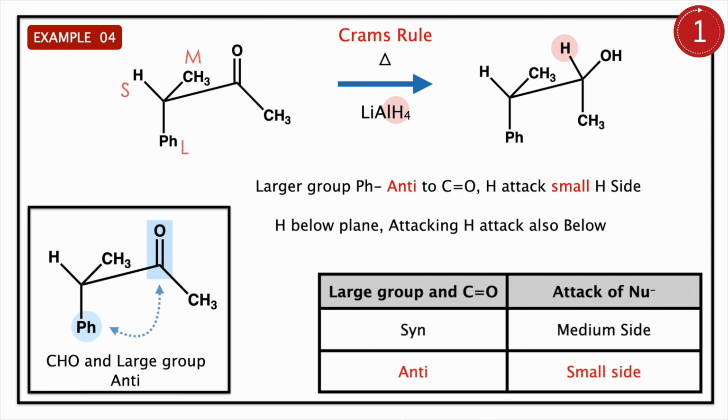Here the starting material is interesting. Stereochemically specified in the Sawhorse position. Don't get confused. Go by the basics. Identify the large, small and medium groups. The large group is obviously phenyl. Medium is methyl. Smaller is hydrogen. You can clearly see phenyl and carbonyl in anti-periplanar position. Very clear. If you look at the table, large group and carbonyl in anti position mean attack will happen on the smaller side. Here the smaller group is hydrogen. So attack happens on the hydrogen side. Both hydrogens are similar. You have the final product. So you should master all stereochemical descriptions.